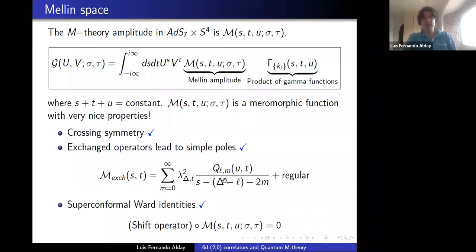Crossing symmetry, the structure of poles is very well understood. And in addition, it should satisfy these superconformal Ward identities. Is that okay?